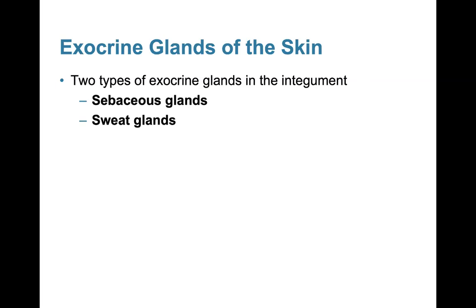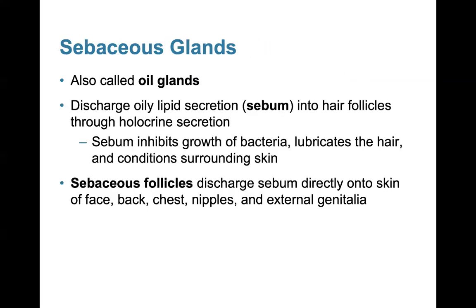Okay, so now we're going to talk about the types of glands that we find on the skin. There are 2 types of exocrine glands: sebaceous glands and sweat glands. Sebaceous glands are also called oil glands. They discharge an oily lipid secretion called sebum into the hair follicles through holocrine secretion. Remember, we talked about holocrine secretion in the prior chapter. Sebum will inhibit growth of bacteria, lubricate the hair, and condition the skin. The sebaceous follicles will discharge sebum directly onto the skin of the face, back, chest, nipples, and external genitalia.